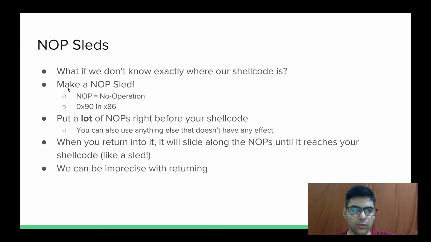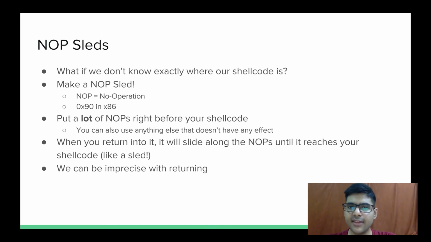So what do you do about it? Hackers don't stop, right? We don't exactly know where our shellcode is, so we use what is called a NOP sled. A NOP is short for no operation. Basically, it's an instruction that doesn't do anything. So you keep a lot of no operations, or NOPs, before your shellcode. Say you have 1,000,000 NOPs before your shellcode, and then you have your shellcode.